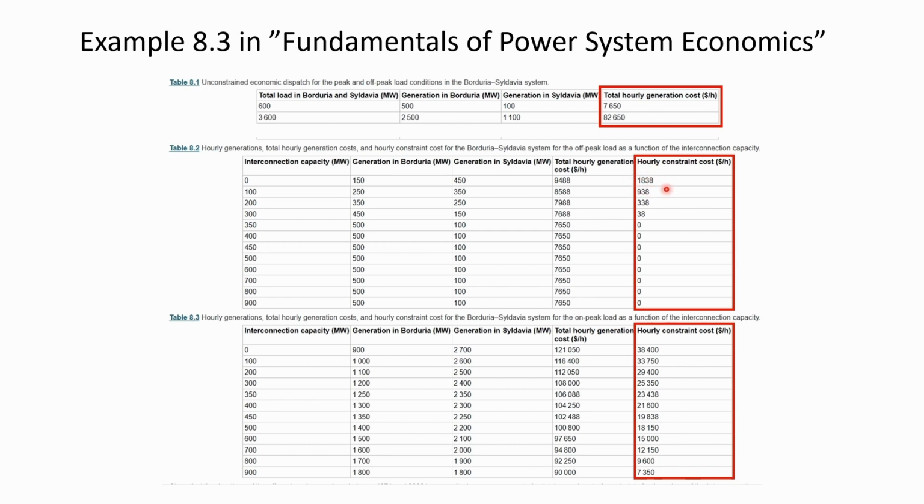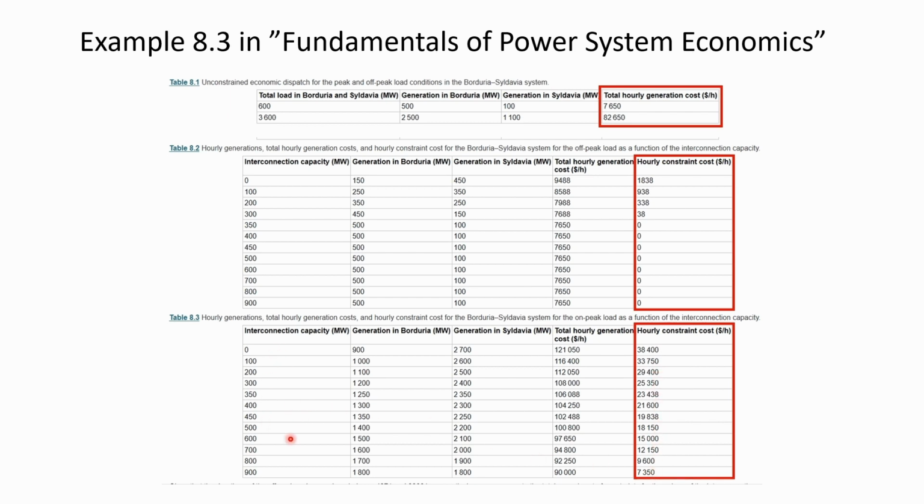And then after that, we increase the capacity to 100 megawatt. Then we will increase the production in area B, and we will reduce the production in area S. And the total cost will decrease, and the constraint cost will also decrease. And we continue with this until there are no constraint costs. We do the same thing here in peak load hours, and you can see here that the constraint cost will reduce when we increase capacity.